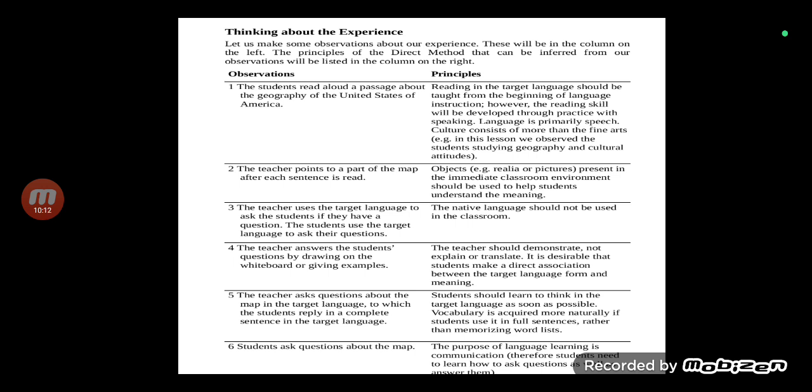The teacher points to a part of the map after each sentence is read. Here, objects.